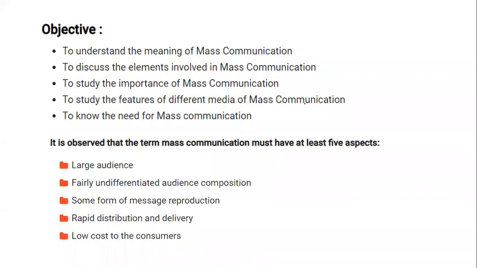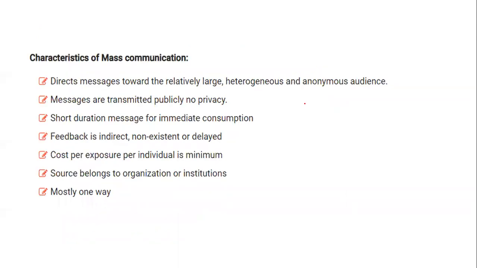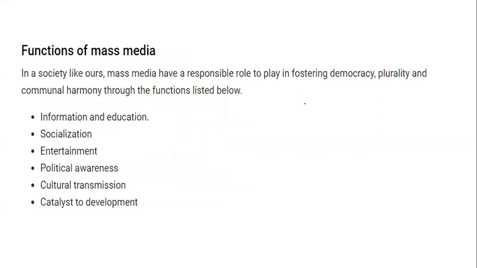Mass communication. The objective is to understand the meaning, discuss the elements, and study the importance, features, and need of mass communication, which happens with a large audience and helps send messages with rapid distribution and low cost to the consumers. Characteristics: it is heterogeneous in nature. It can be transmitted publicly with no privacy, short duration of message, feedback is indirect or does not exist, or can be delayed only. Then cost per exposure is minimum. The source belongs to organizations or institutions, and it's mostly one-way communication.